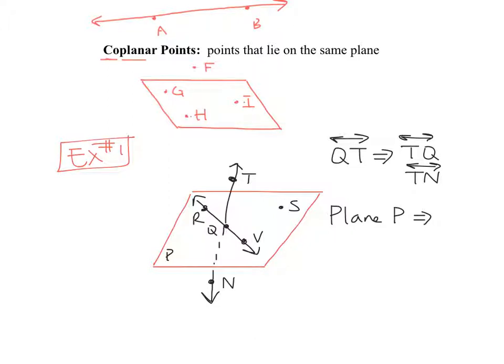Plane RSV. Okay, so another way to name plane P. Why am I naming it plane P? Why is that allowed with just one letter? Because there's no point in front of P, right? But the ones that have the points, you have to use at least how many? At least 3, okay? So this could be plane RSV.